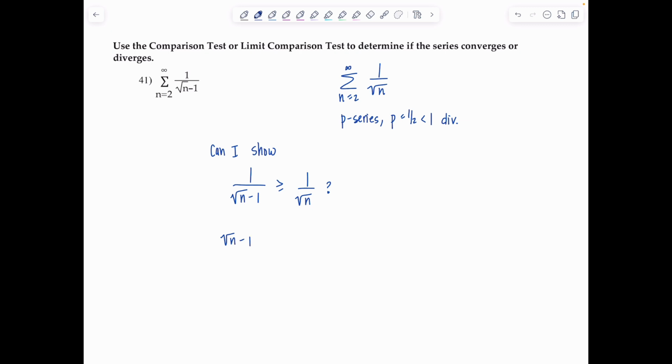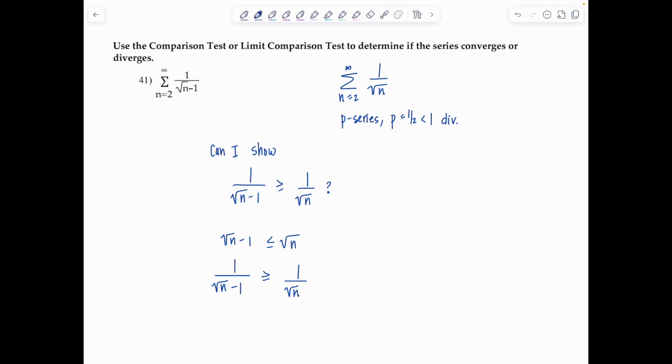Square root of n minus 1, we know that's less than or equal to square root of n, right? And you might say, Professor V, why are you writing or equal? It's strictly less than. That's true, but I'm not wrong if I put or equal to. It's more like a little safety buffer, okay? And therefore, if I take the reciprocals, 1 over square root of n minus 1 is going to be larger than 1 over square root of n.